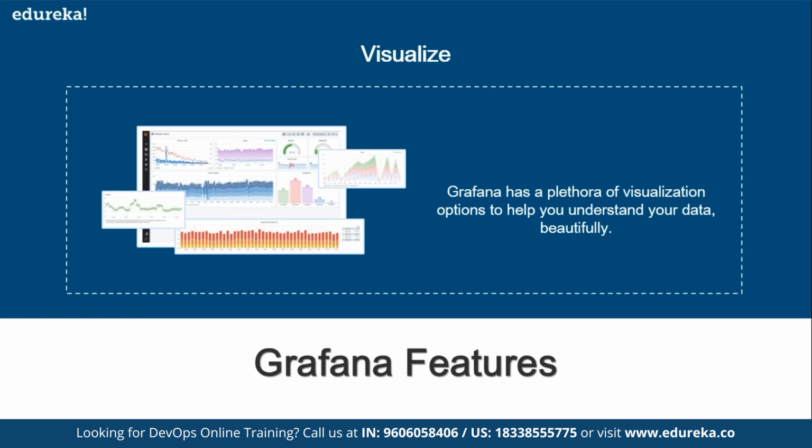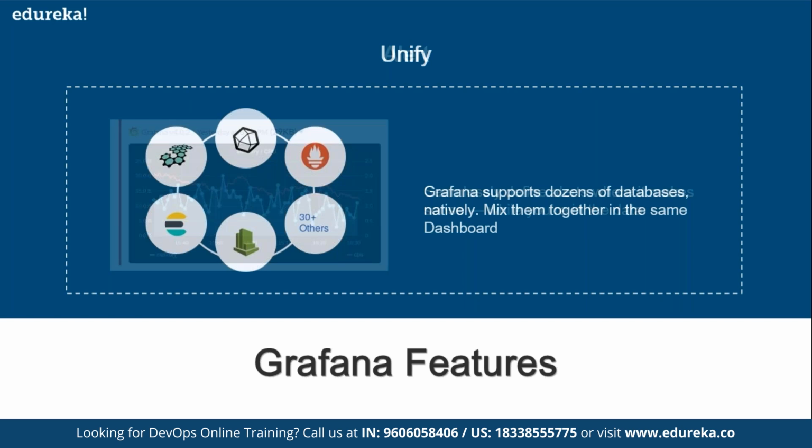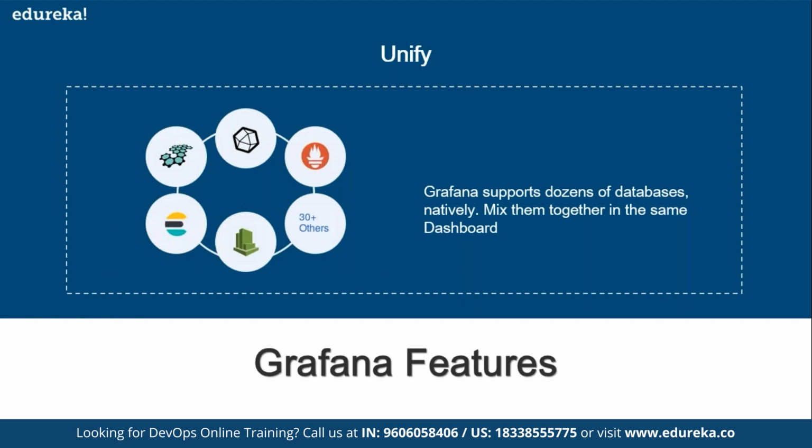And of course, the second feature is alerts. Seamlessly define alerts where it makes sense. While you're in the data, define thresholds visually and get notified via Slack, PagerDuty, and much more. You can also unify in Grafana, which brings your data together to get better context. Mix them together in the same dashboard.